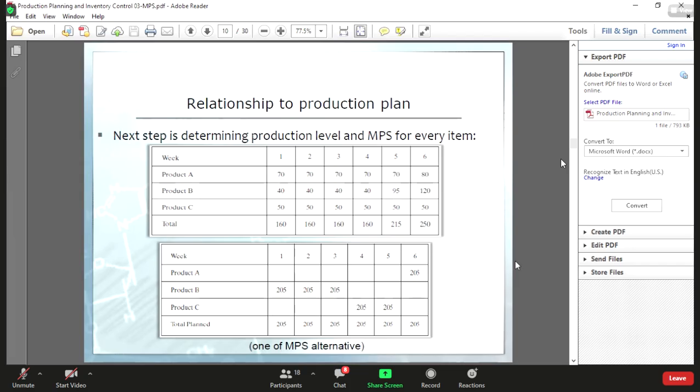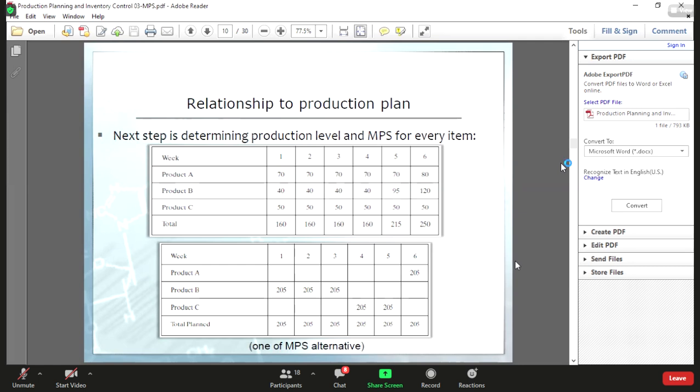Sir, we forecast this data like the previous one, using the ratio. Why do we have 70, 40, 50? Based on the ratio, which I explained previously.